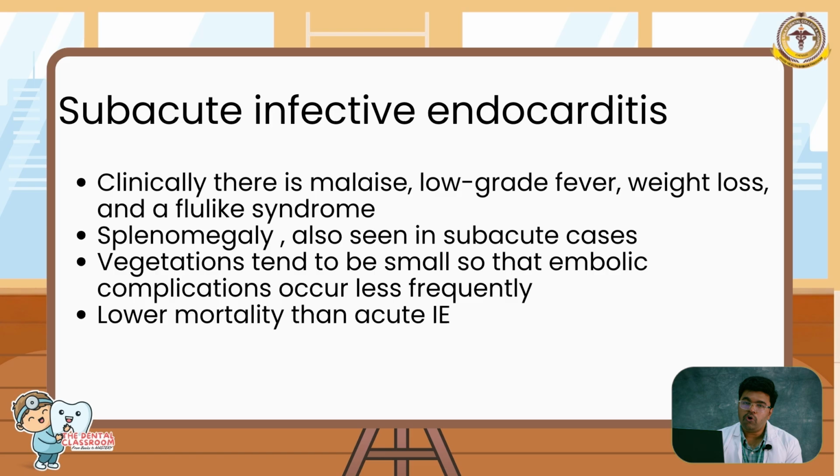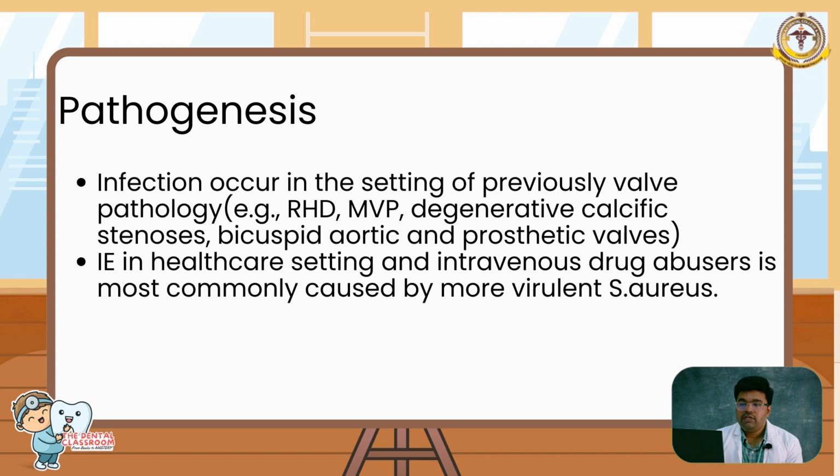Vegetations tend to be smaller compared to that of acute infective endocarditis, and there is lower mortality compared to that of acute infective endocarditis. It can infect a previously injured valve, in cases like rheumatic heart disease, mitral valve prolapse, degenerative calcific stenosis, bicuspid aortic valve and a prosthetic valve. Infective endocarditis in healthcare setting and intravenous drug abuse is most commonly due to Staphylococcus aureus.